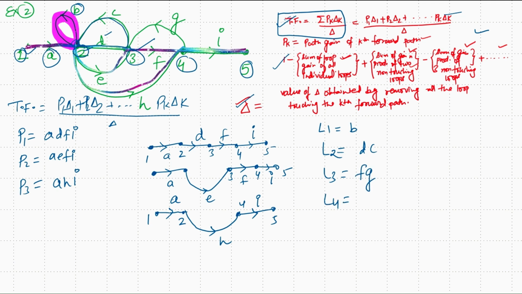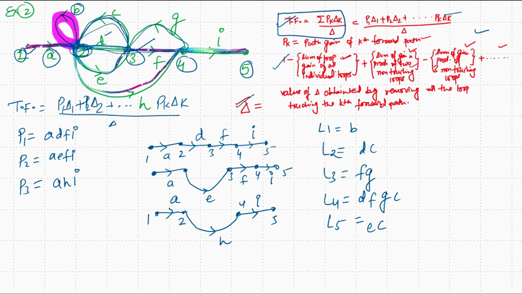Similarly, loop number 4, which starts from node number 2 and goes like this from G to C. So the loop gain for this is D, F, G into C. And loop number 5 starts from 2, goes through E and C. So it is E into C. So these are the 5 loops we have in this problem.